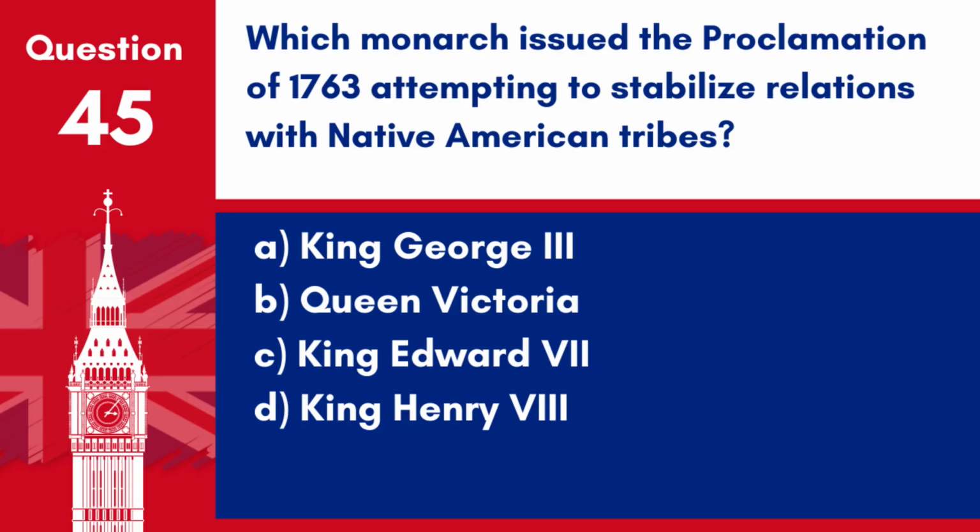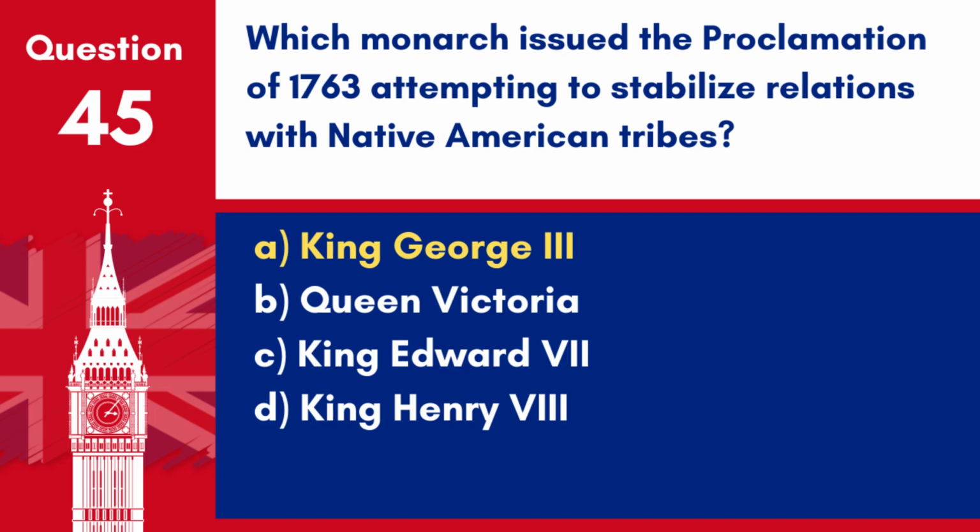Question 45. Which monarch issued the Proclamation of 1763 attempting to stabilize relations with Native American tribes? A. King George III. B. Queen Victoria. C. King Edward VII. D. King Henry VIII.